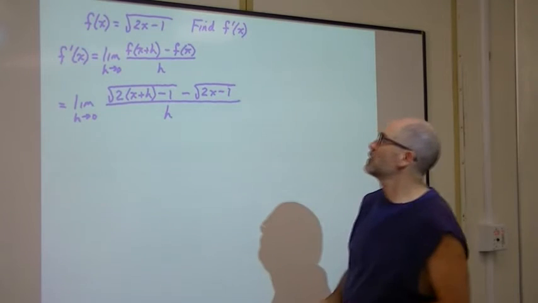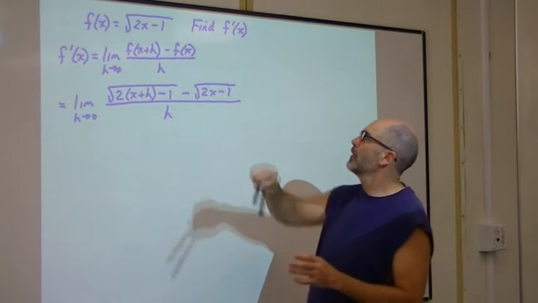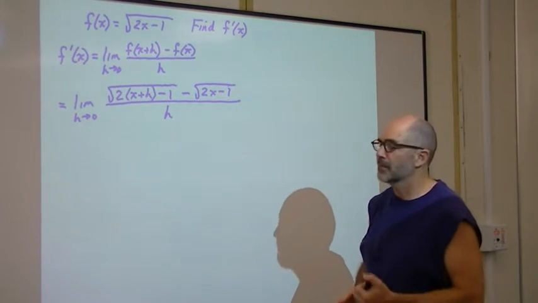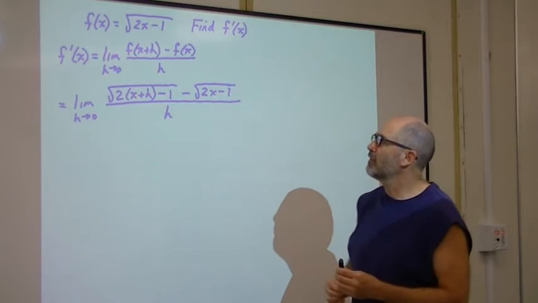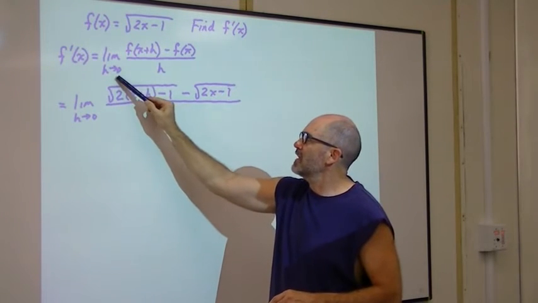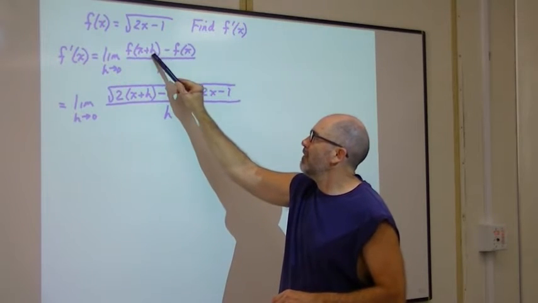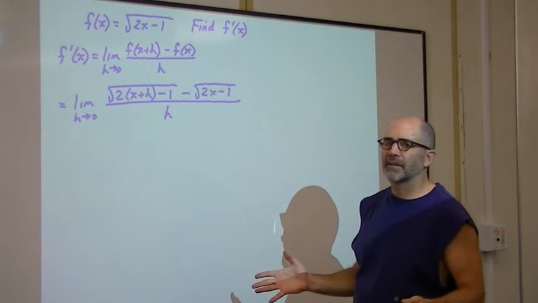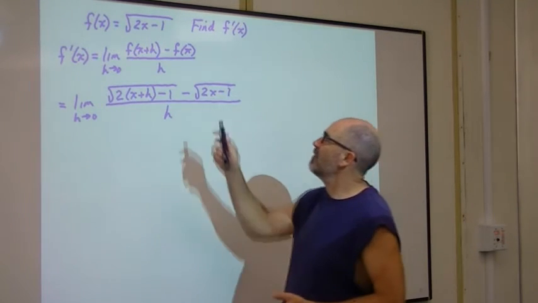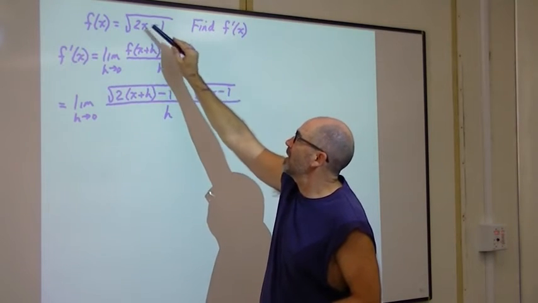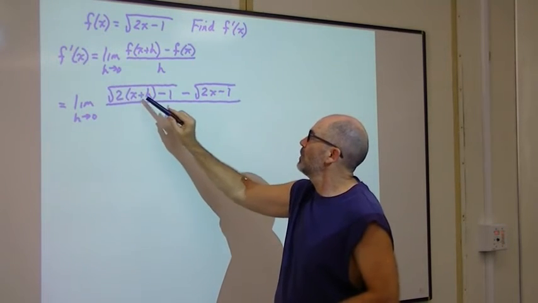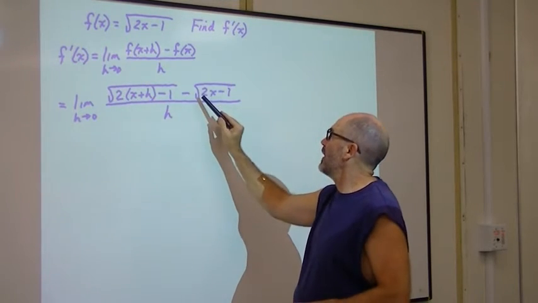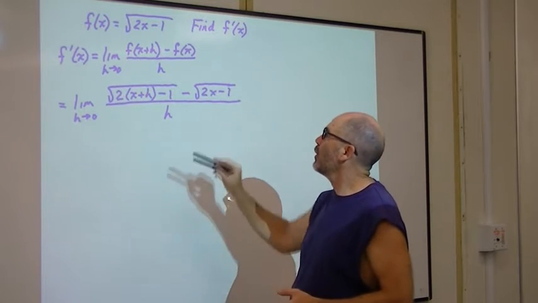So, next challenge. We've got f of x equals the square root of 2x minus 1. And we want to find f prime of x for this. Okay, so now we've got f prime of x equals the limit as h approaches 0 of f of x plus h minus f of x all over h. Standard. Okay, so what is f of x plus h? Well, we have to put an x plus h in for x. So it's the square root of 2 times the quantity x plus h minus 1. There's f of x plus h. Minus f of x, which is the square root of 2x minus 1, all divided by h.